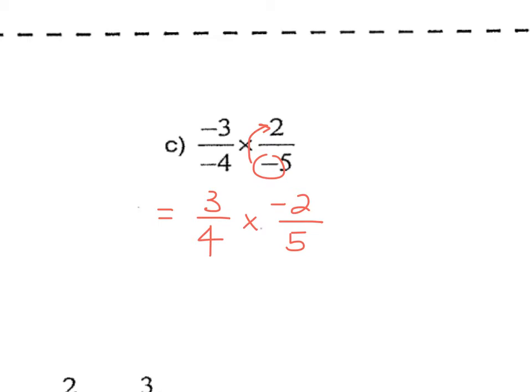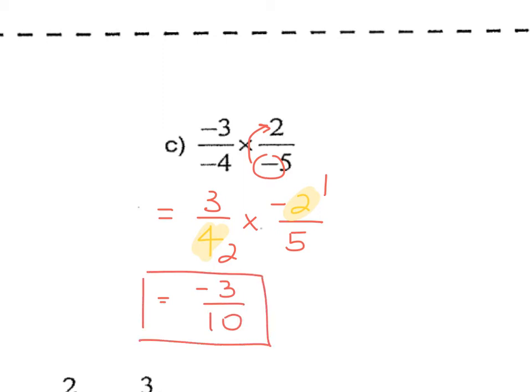I'll do this one where we reduce it before we actually do the multiplying. And I can see that 2 and 4 will reduce down, and they reduce down to 1 and 2, because 2 over 4 is the same as just 1/2. Okay, so you can do the reducing first or after, but you need to do it. -3 over 10, that's our answer for that one.